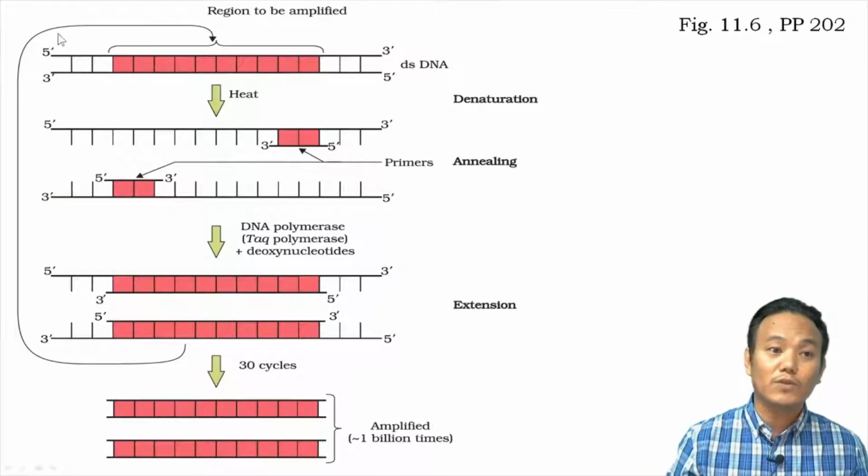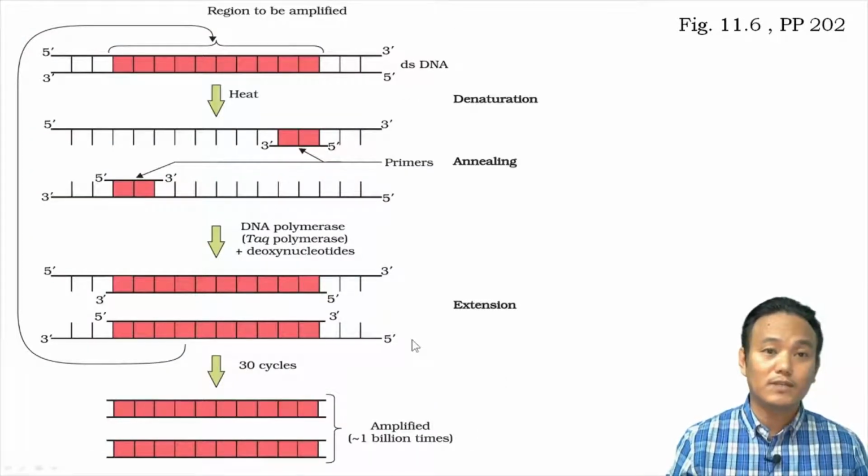In your textbook, this particular diagram is given. It shows the same thing. On figure number 11.6 on page number 202, you can see this diagram. This shows the 3 steps involved in the PCR cycle, right? Denaturation, annealing, and extension. Here the temperatures are not given, so you can copy down the temperatures in your textbook and keep it for your reference, right?